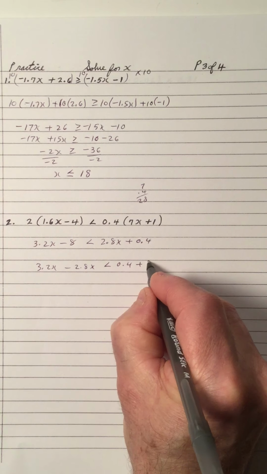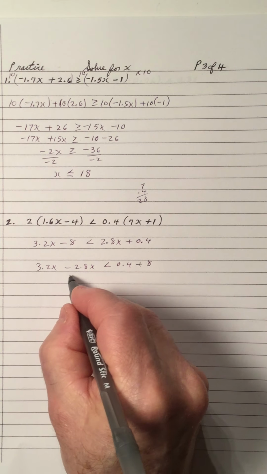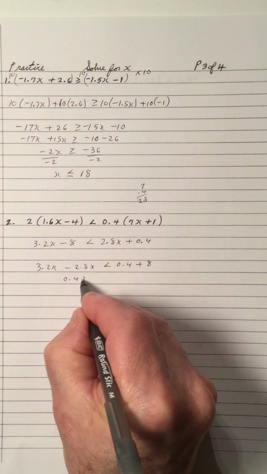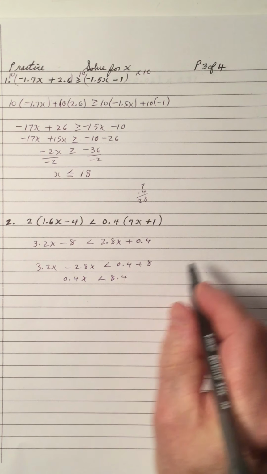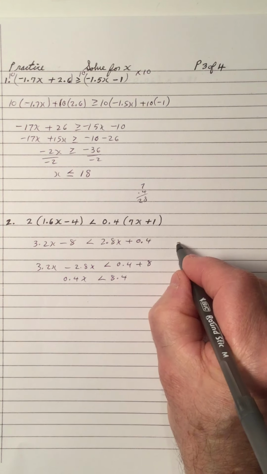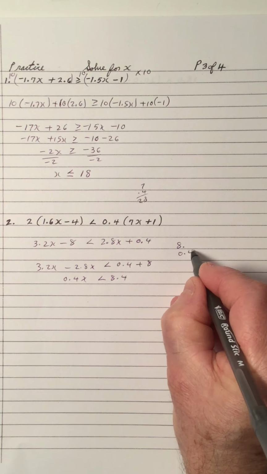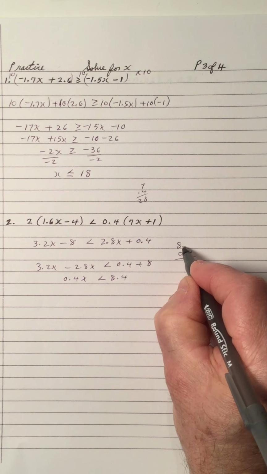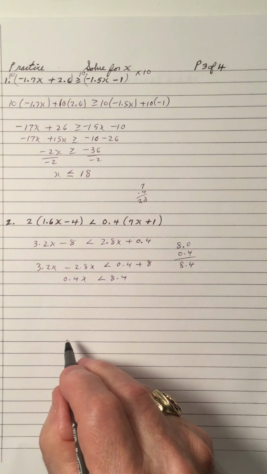Add on 8. So when I subtract here, I get 0.4x less than 8.4. When I add these, the 8 has a decimal to the right, and the 4 is okay. So in the 8, the decimal is on the right, understood. So when I add, everything is 8.4.